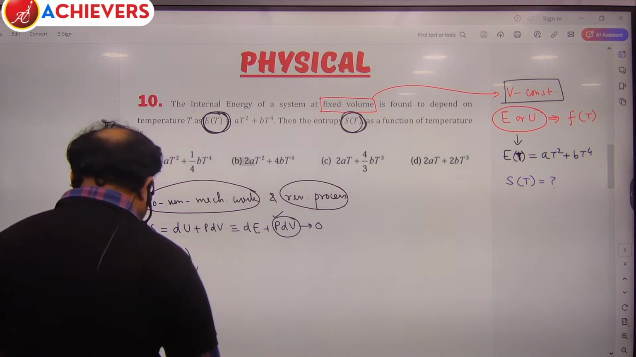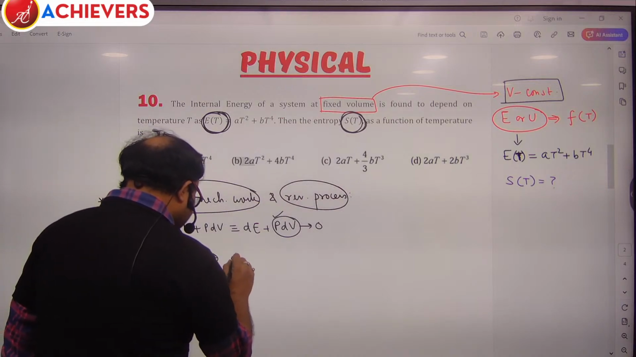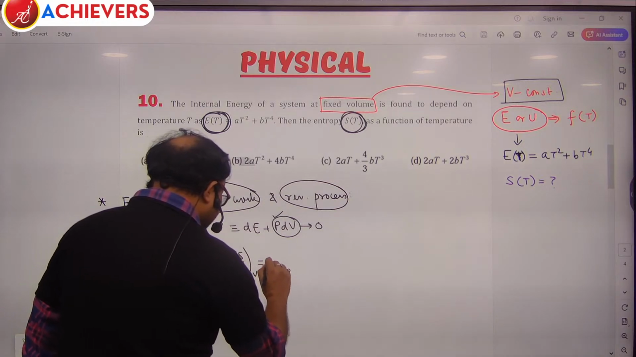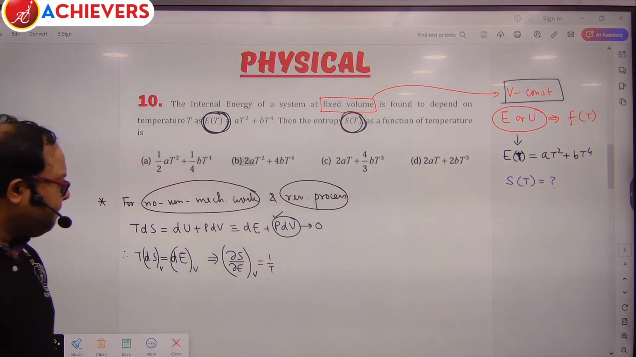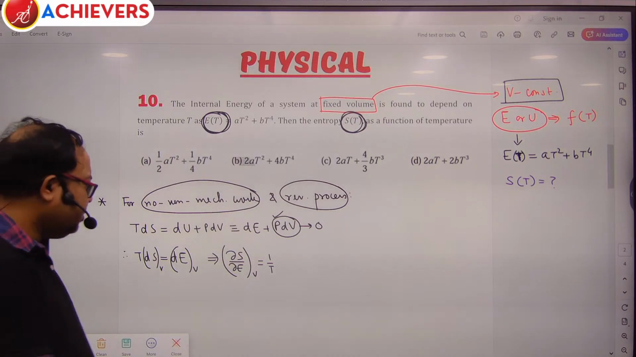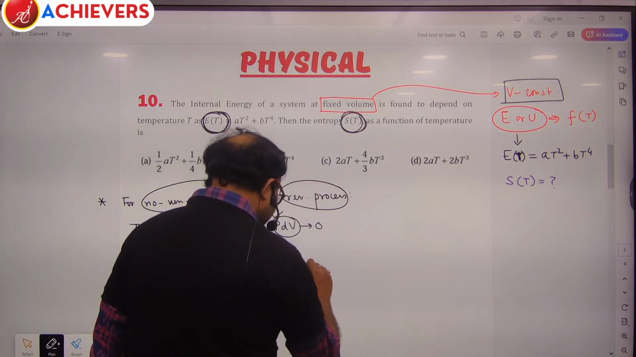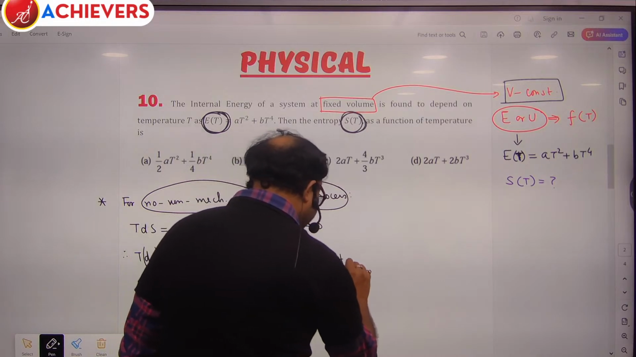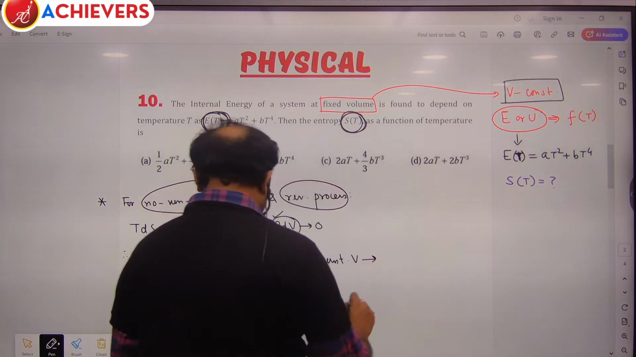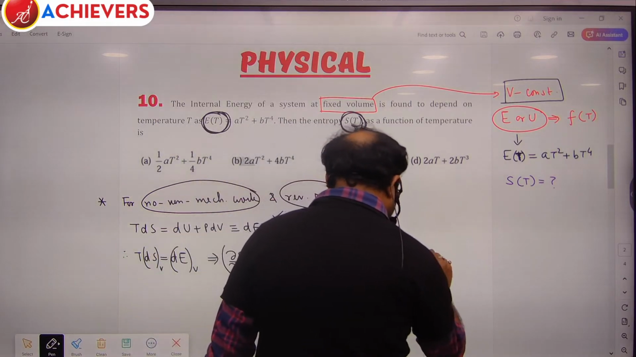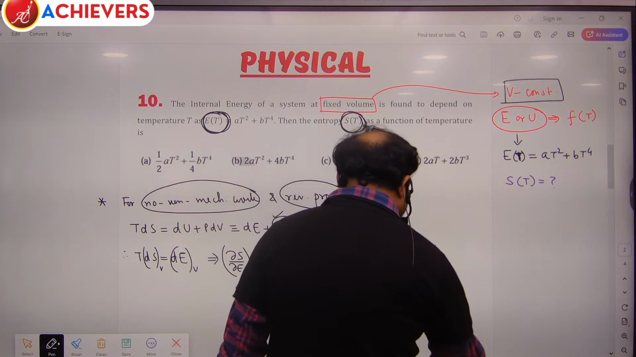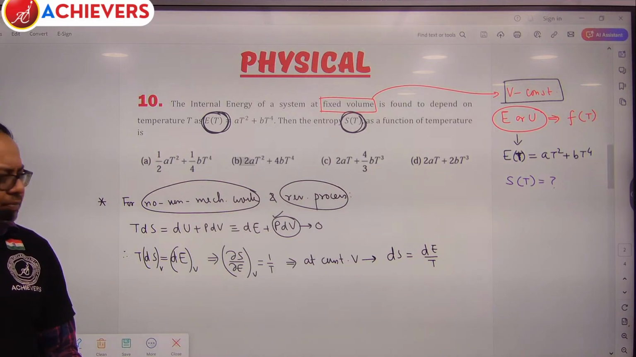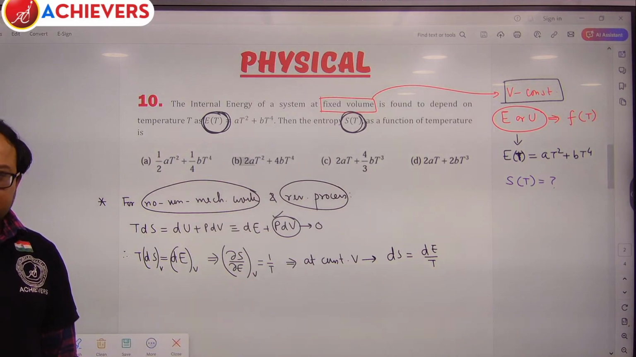Now one can write (∂S/∂E) at constant V is 1 by T. So at constant V, dS equals dE by T. You can write it in this way. Simple.